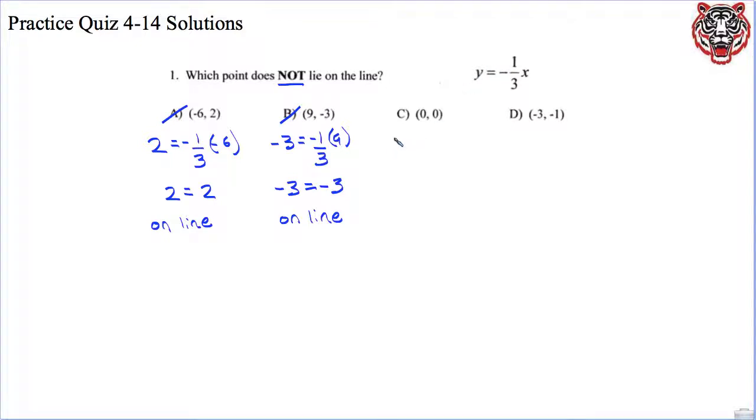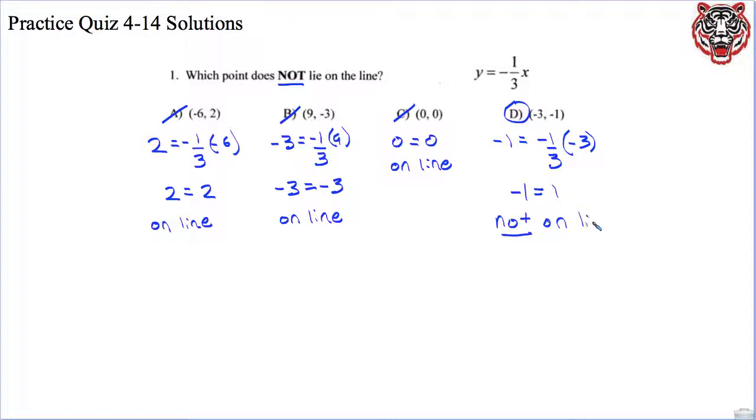Checking 0, 0, that one goes really fast. I plug in 0 for y, I get 0. 0 times anything is always 0, so this one is on the line. By process of elimination, you should get D, which is the correct answer. But how do we get that? I plug in -1 for my y, and I have my 1/3. I plug in -3 for my x. A negative times a negative is going to be a positive.